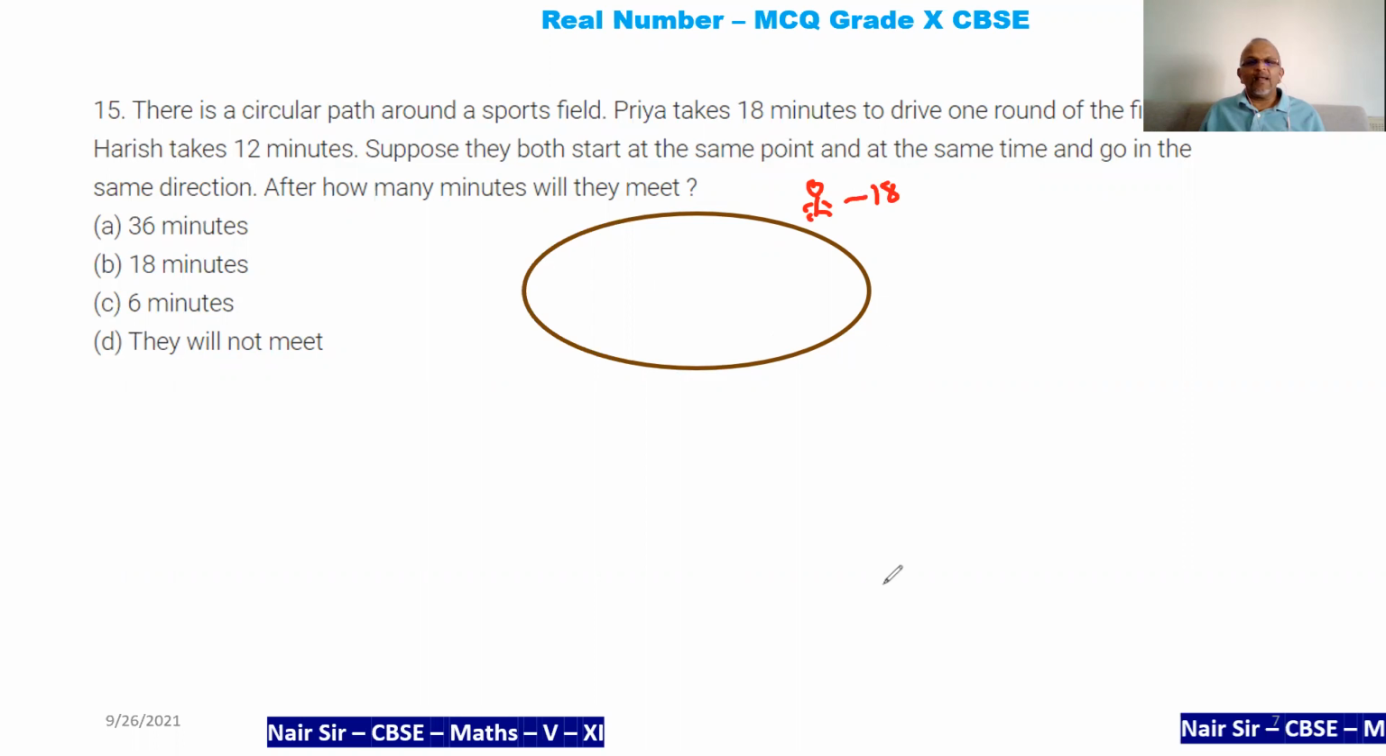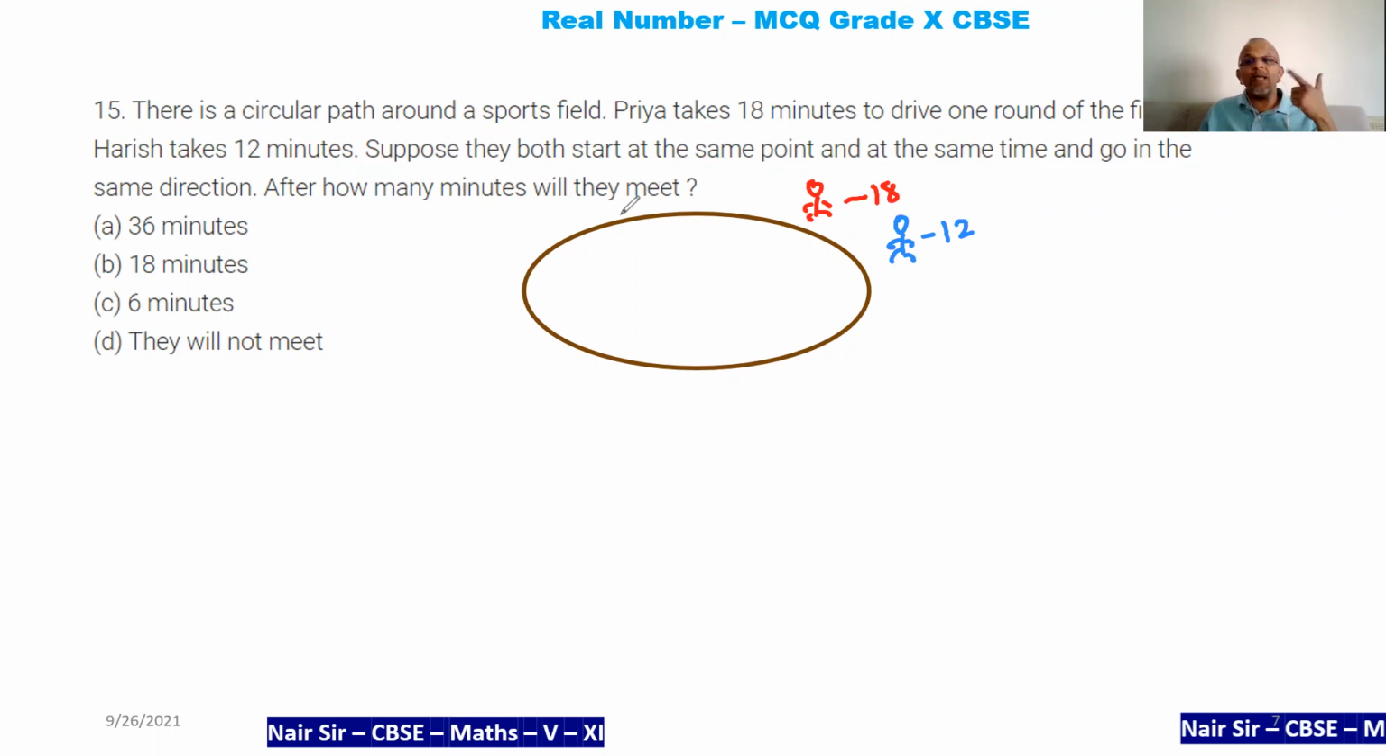And Harish, let's say Harish in blue, takes 12 minutes. And they start together. What are they trying to ask? Suppose they both start at the same point, at the same time, and go in the same direction. After how many minutes will they meet?